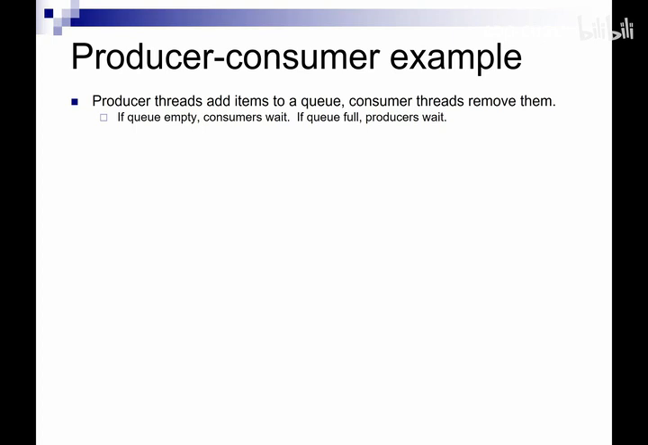On the other hand, this queue has a capacity. Let's say you can put 100 things into the queue. If the queue's already full, if it's already got 100 items, then the producers have to wait. If you're a producer thread, in order for you to put something into the queue, the condition is that the queue is not full. If it's currently full, then you have to wait until the queue becomes non-full again.